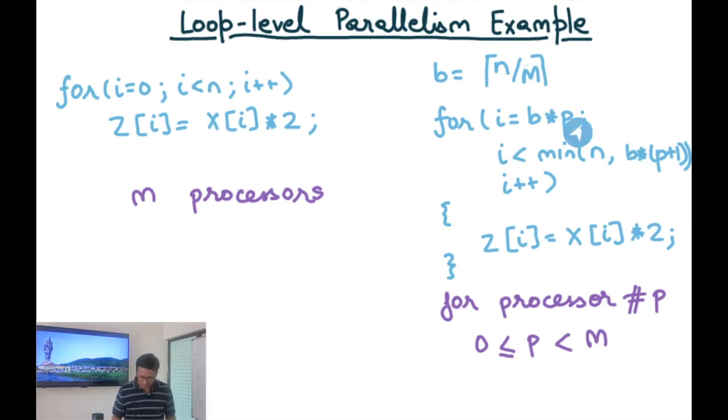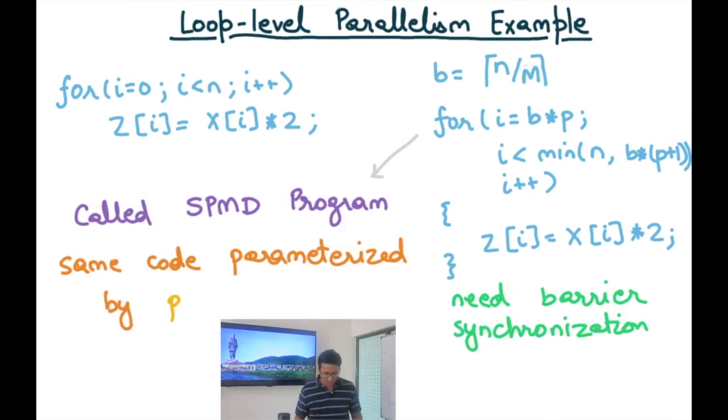I partitioned the iteration space into m partitions, and each partition has a label called P, and depending on what label it is, I execute the corresponding code. This kind of parallelism is also called SPMD parallelism, single program multiple data. So basically you have the same logic that is executing on different regions of data.